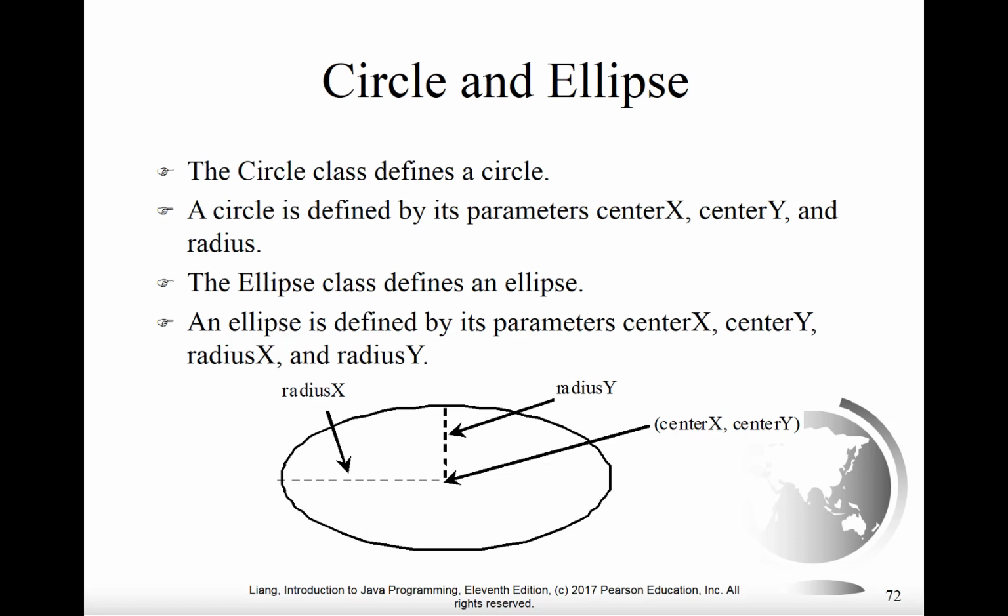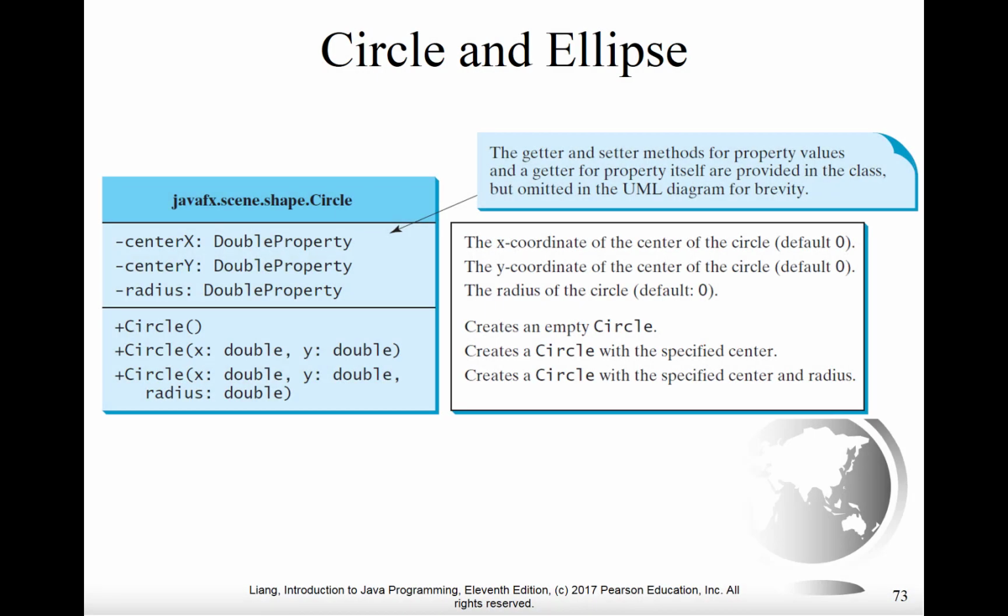Ellipse is very similar. It also has a center x and center y. However, it has two separate independent radii, because it turns out that we have an x radius and a y radius. So whereas you'll need 4 parameters to design an ellipse, you only needed 3 in the case of a circle. We'll now look at the UML diagrams for the circle and the ellipse, starting with the circle.